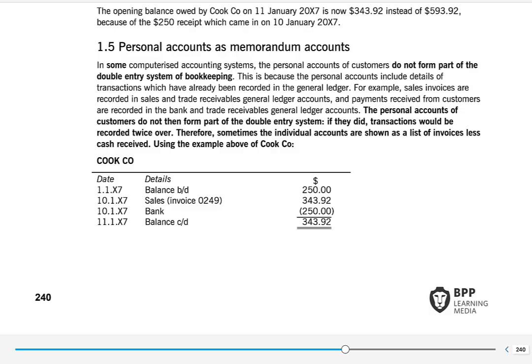Common exam mistake to avoid. Do not say memorandum accounts are optional or not needed. They are needed for control. They are just not the place where the official double entry totals are created in some systems.